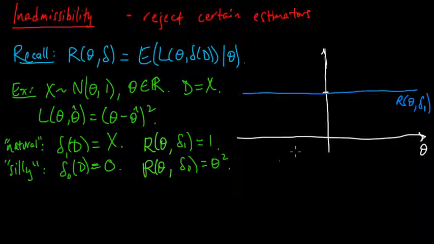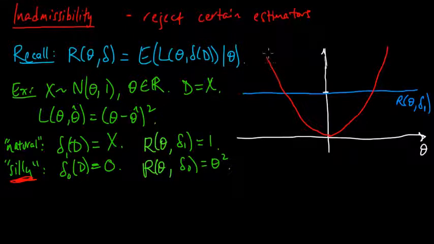Now let's draw the silly estimator, or the silly decision procedure. The risk function is theta squared, so this is just a quadratic. Boom. Just like that. And this one is R of theta and delta 0.